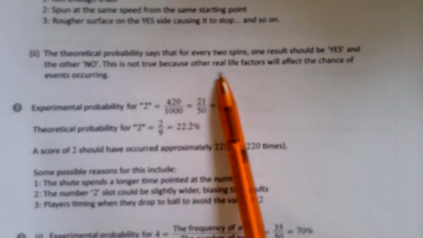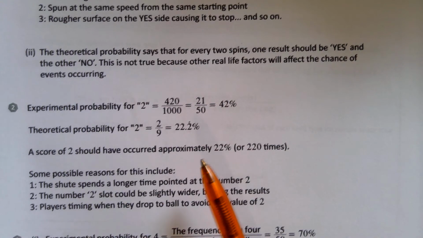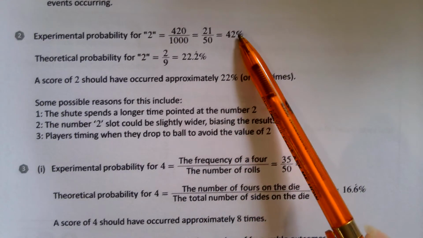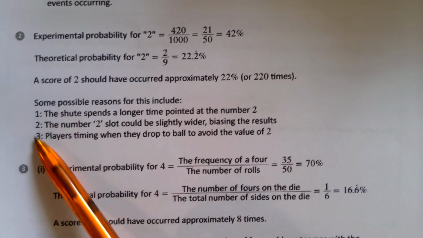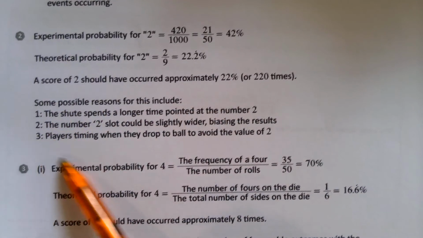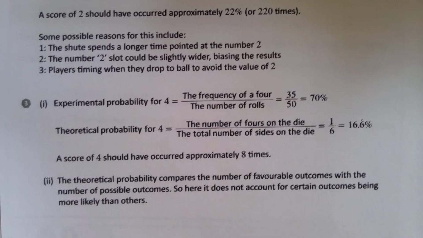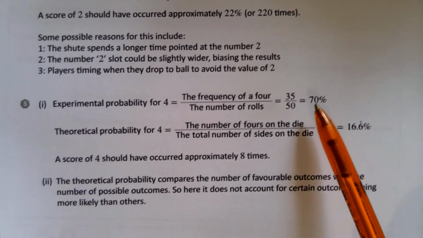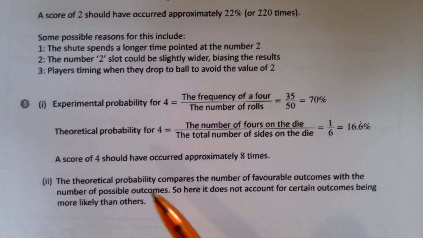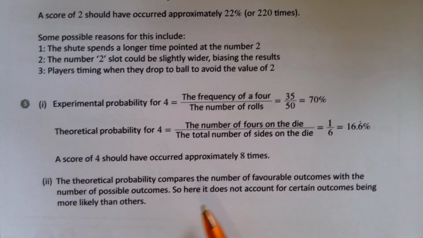So it's not true in other real life situations because of real life factors. Now if you worked it out, the experimental and the theoretical were very different. And why? Here are some of the reasons. You might think of some others as well. And the last one, you're doing your experimental and your theoretical, and they've come out very, very different. It should have occurred 8 times, but it did not. So there are many reasons why it didn't happen.